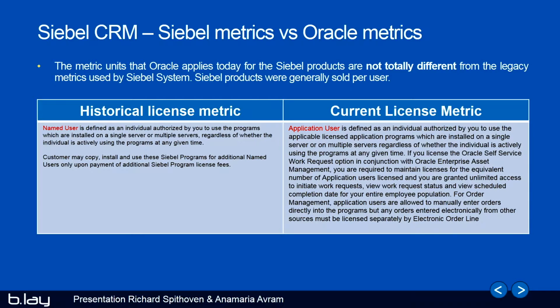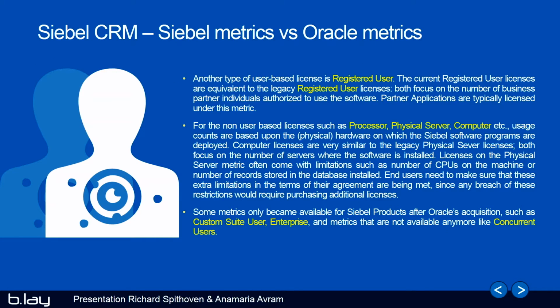Both named user and application user licenses focus on the number of individuals authorized to use the software, regardless of whether the user is actively using it or not. Another type of user-based license is the registered user. The partner applications are typically licensed by registered user, and the current registered user licenses are equivalent to the legacy registered user licenses. They both focus on the number of business partner individuals authorized to use the software.